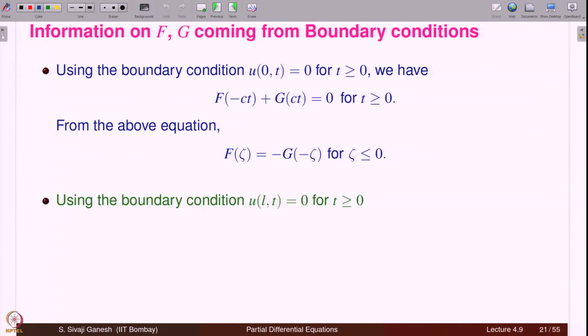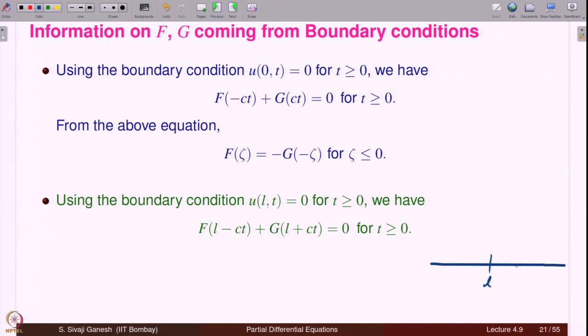Now let us use the other boundary condition, u of L, t equal to 0. Substituting in the formula for u, we get f of L minus ct plus g of L plus ct is 0 for t greater than or equal to 0. So this condition, how do we see? You have L here, this is a point L plus ct, that means you travel ct to the right of L and you travel to the left side of L, that is L minus ct. So f at L minus ct plus g at L plus ct is 0. That means f at L minus ct is minus of g at L plus ct.